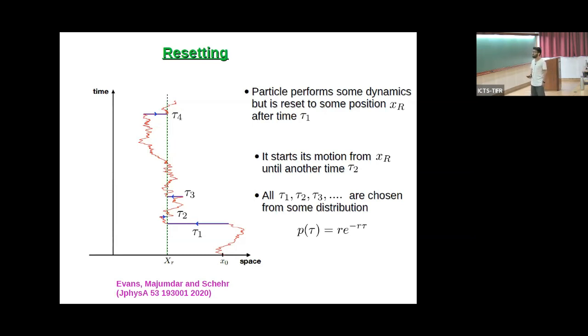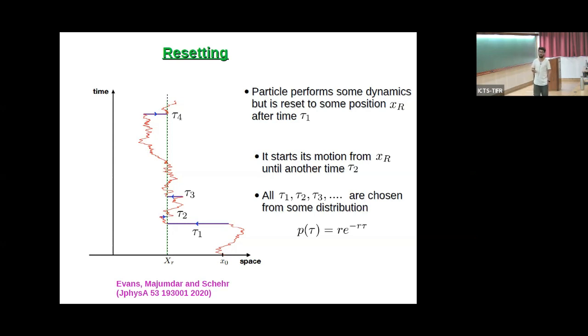So it starts from some position x naught here. It performs its Brownian dynamics, but after some time tau1, you reset it to some position xr. You just bring it to this position xr here, and after this, it again starts performing its Brownian motion, and after another time tau2, you again reset it to this position xr. So you are resetting the particle to some position.